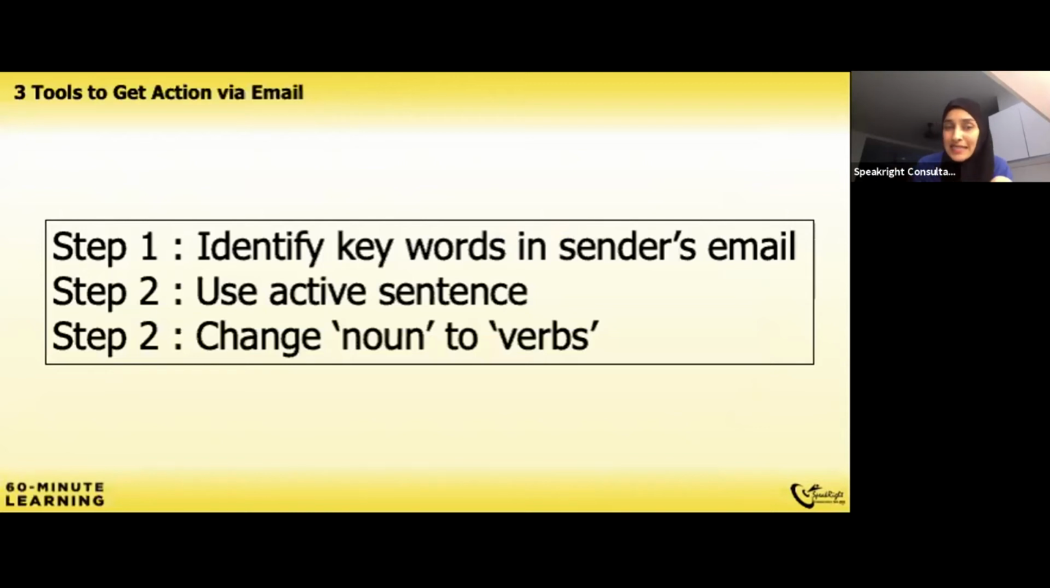So this is in the situation where we get a reply from the sender. You send an email to the receiver, then the person responds back to you. So now you want to send a response again to the person. So when you want to send a response, instead of writing a lengthy email, keep it short and simple. The first thing to do is identify keywords in the sender's email. Okay, so how do we do that?